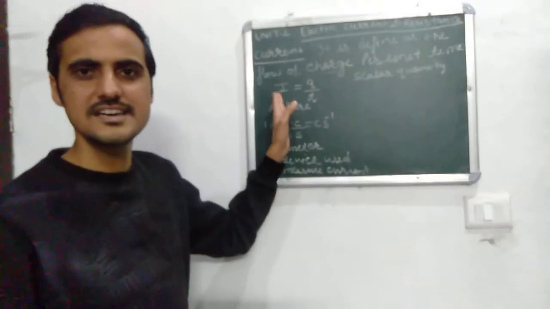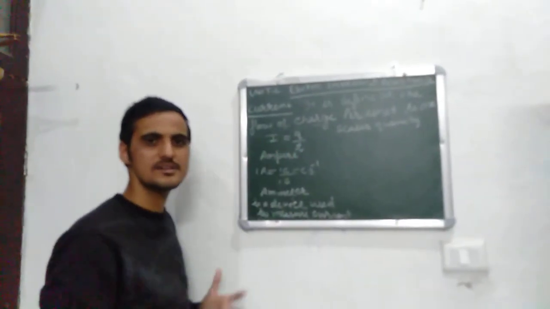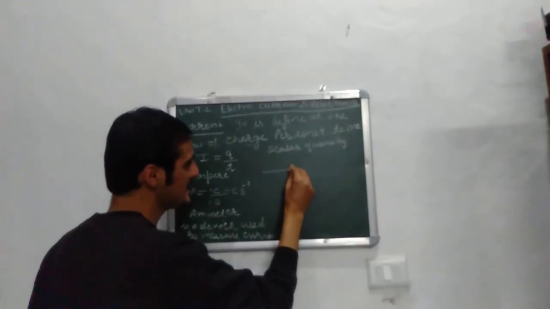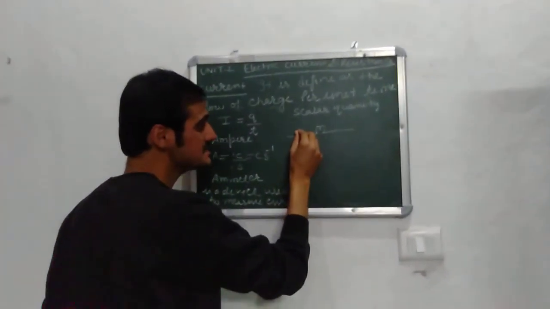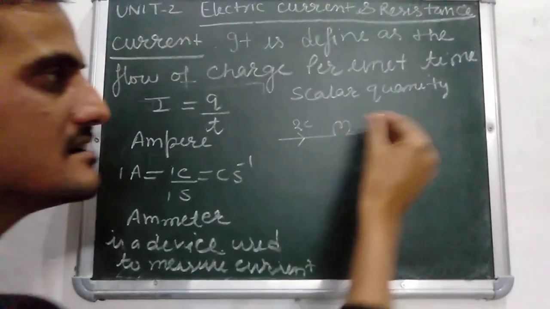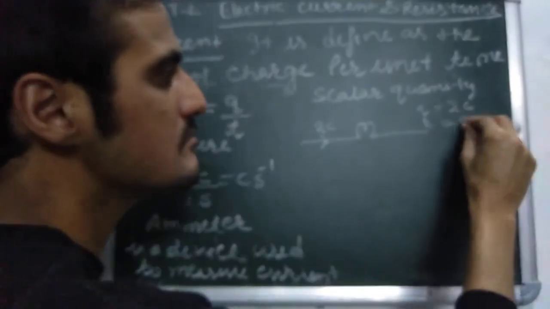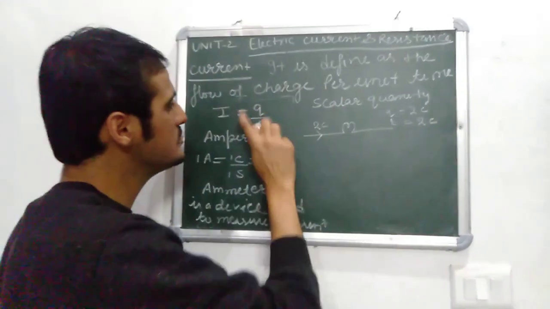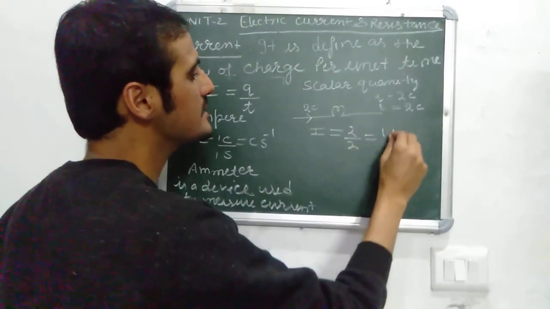And what will this equation say? This equation says I is directly proportional to Q and inversely proportional to time. Okay? We take an example. This is an electric bulb. The electric bulb has a charge of 2 coulomb and time is 2 seconds. And what is the value of current? By substituting these values, I is equal to 2 by 2. It comes out to 1 ampere.